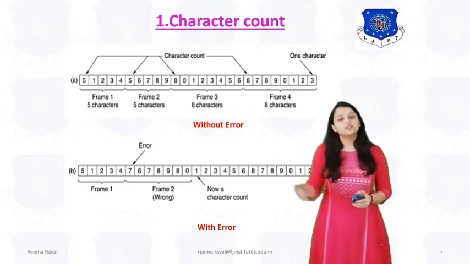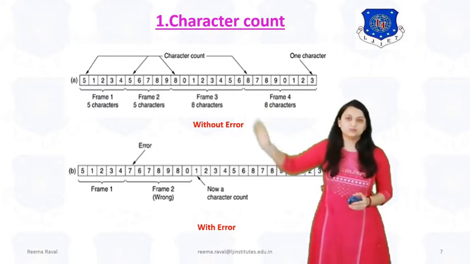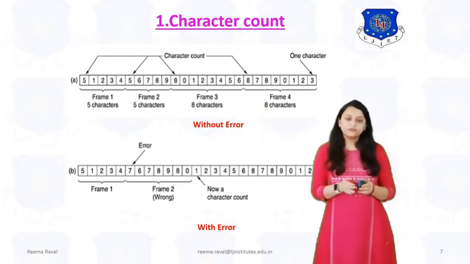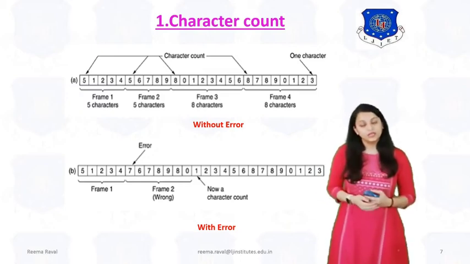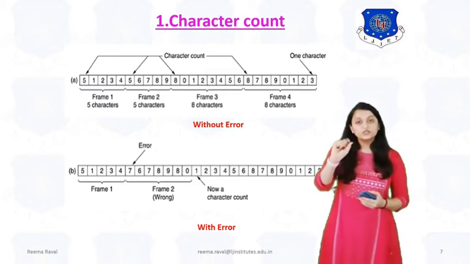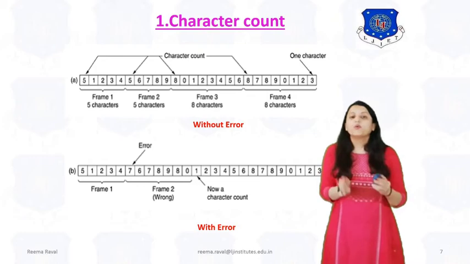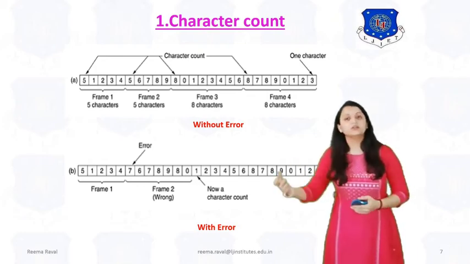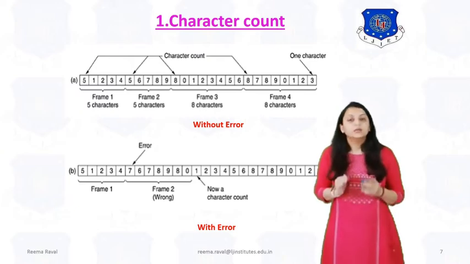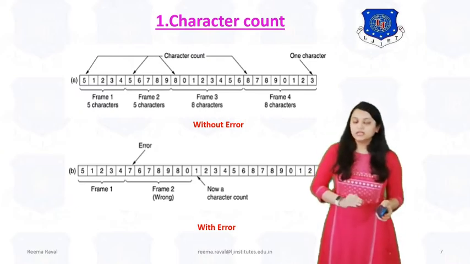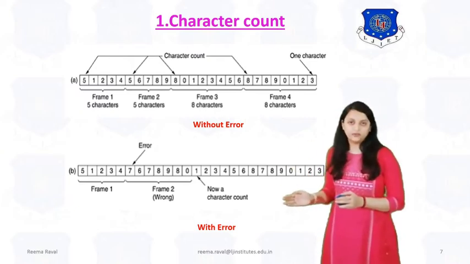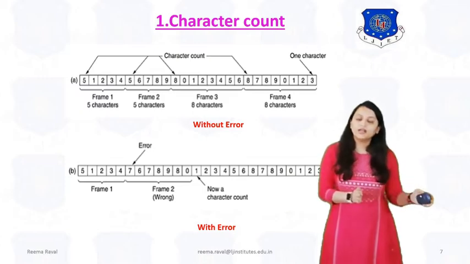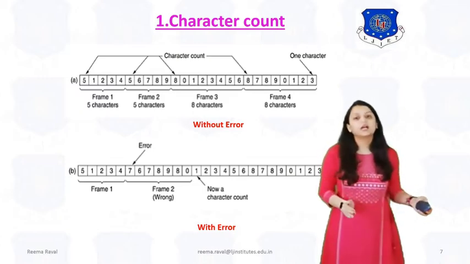Now, what if this count is changed during the transmission? Let's say, for example, the frame length is 8, but that count 8 is changed to 5 or something. Then what will the receiver understand? The receiver will understand that the next upcoming frame length is 5, but actually what was transmitted was a frame of length 8. So it will store the field like that and the error will continue.